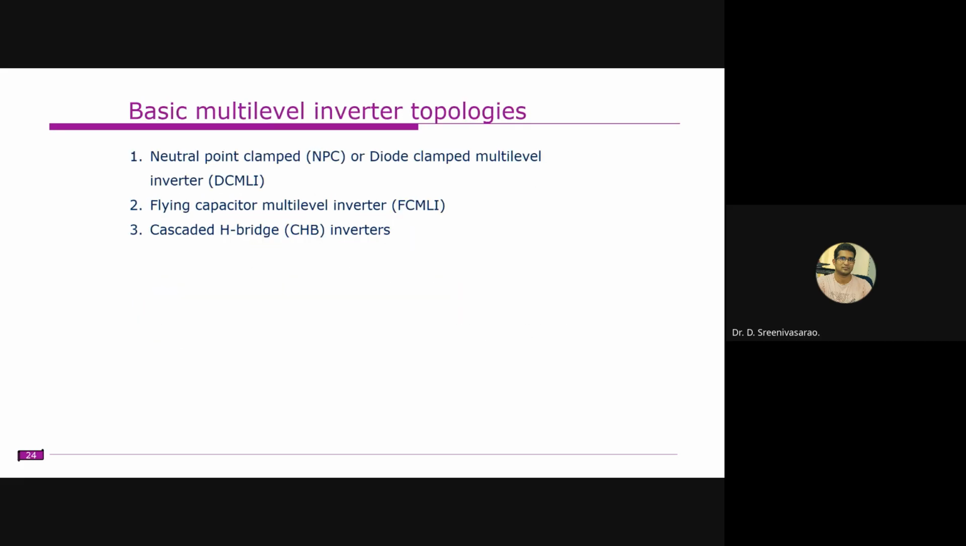And as we discussed, there are three benchmark topologies. One is the neutral point clamp, also known as the diode clamp. Another is the flying capacitor, and the other is the cascaded H-bridge inverter. Out of these three, these two are very popular, whereas the flying capacitor has relatively fewer applications. It is especially used in traction drives, right? All these traction motor drives normally use flying capacitor multi-level inverters.